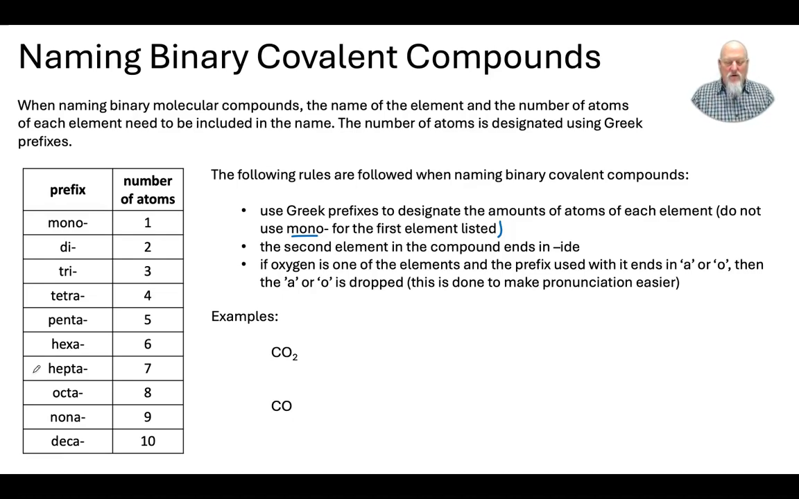The second rule is that the second element listed, we're going to just end that in IDE. So we're just going to use the names of the elements. We're going to put prefixes on the front of them to show how many there are. And then at the end of the second one, we're going to put IDE. So it's going to end in IDE. And then the third rule, if oxygen is one of the elements and the prefix in front of it ends in an O or A, we drop the O or the A of that prefix.